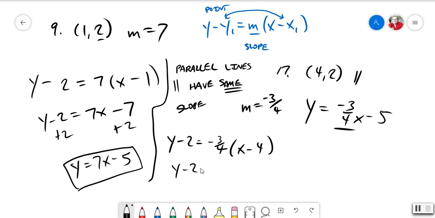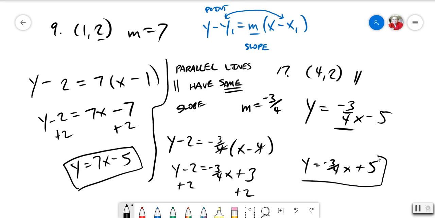Well, y minus 2 equals negative 3/4 x, this times that. Negative times a negative is a positive, and the 4's cancel out, so I get plus 3. Then I just add 2 to each side. Y equals negative 3/4 x plus 5. And that is all they want there. That's your answer there.